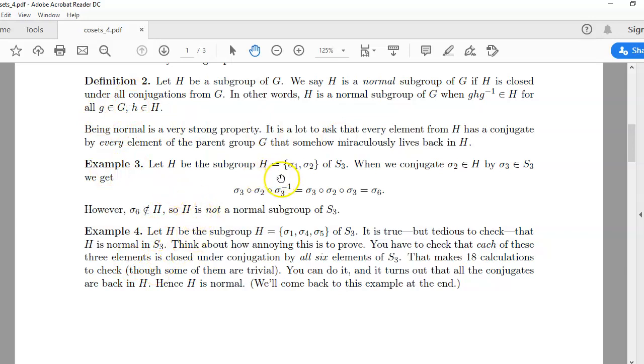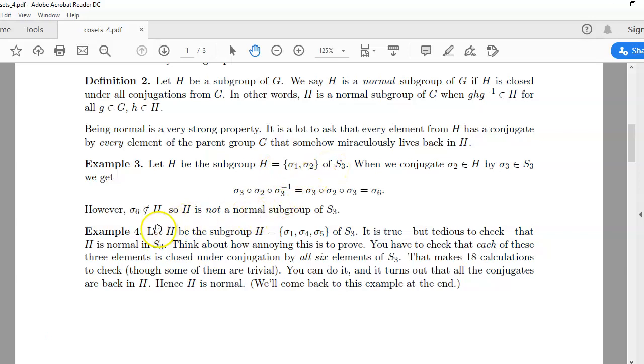So here's a tiny subgroup of order 2, sigma 1, sigma 2, inside of the symmetric group S3. Okay? If you conjugate sigma 2 by sigma 3, you get sigma 3, sigma 2, sigma 3 inverse, and sigma 3 is its own inverse. And if you do the math, you get sigma 6. But sigma 6 is not in H, right? That's not in H. And so this subgroup is a fine subgroup, but it is not normal, okay? So this is not a normal subgroup of S3.